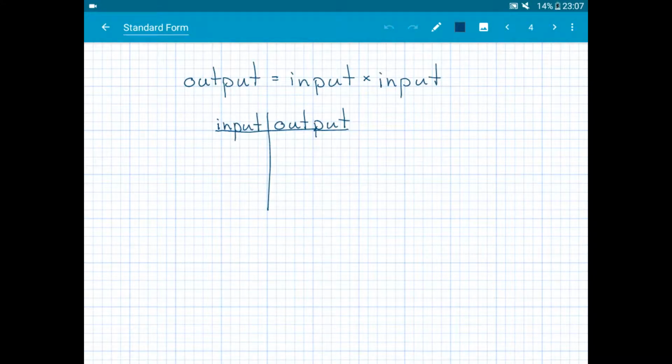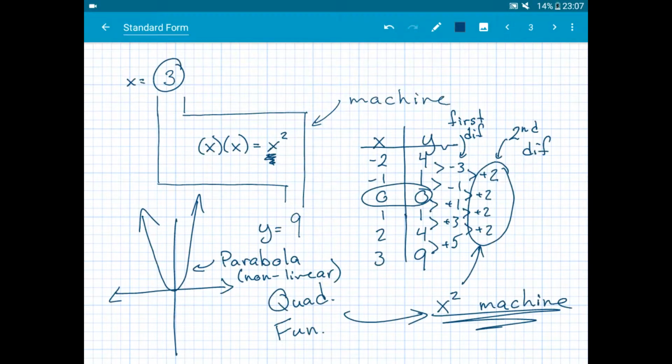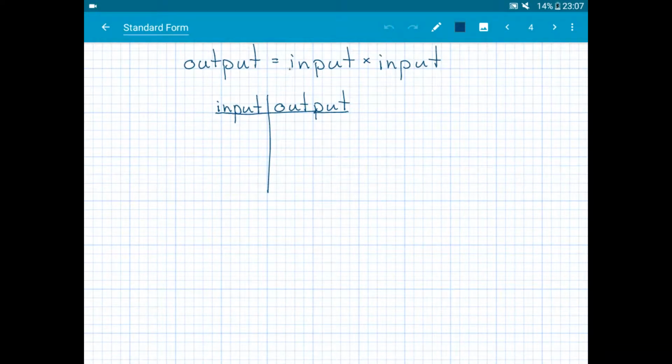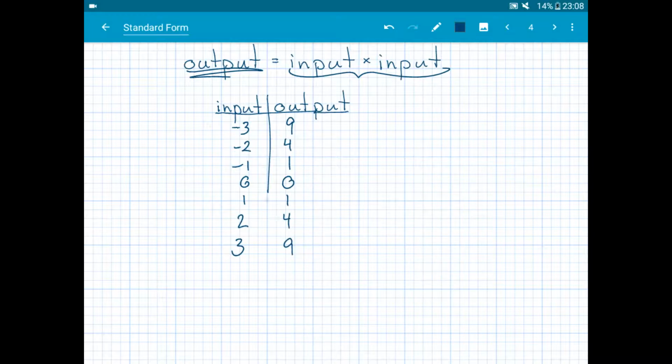Okay, so the very simplest way of doing this would be, we have this number times itself, right? That's the input-output machine. So we have the input times itself, and that gives you the output. And this is the simplest one of these. It's just x squared, right? So you get minus 3, minus 2, minus 1, 0, 1, 2, 3. 9, 4, 1, 0, 1, 4, and 9 are the outputs.